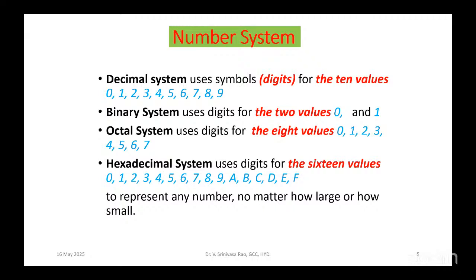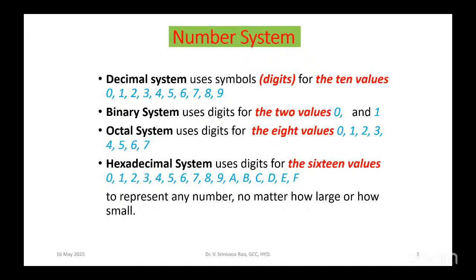0 up to 9. That means 0, 1, 2, 3, 4, 5, 6, 7, 8, 9. How many total numbers are there? How many total digits are there? 0 to 9. Count it. You may get 10. So that 10 is the base for the decimal. Got it?